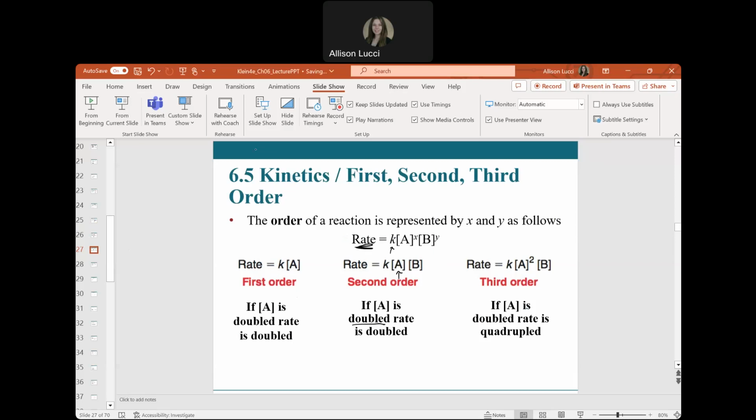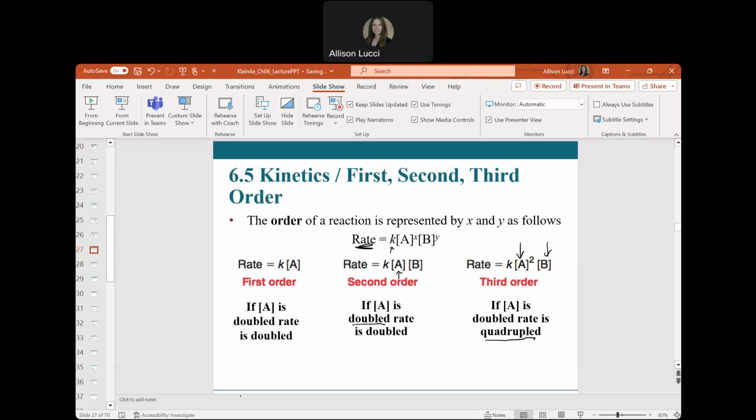But say we have a third order reaction where we have A squared here, so A to the second power, and then molecule B is just raised to the first power. If we now double the concentration of A, we actually will quadruple the rate.